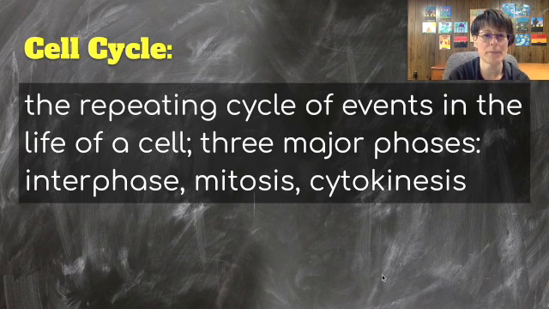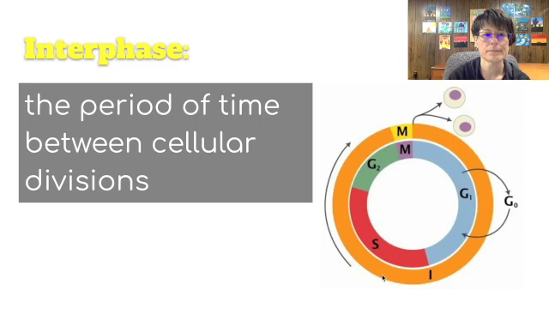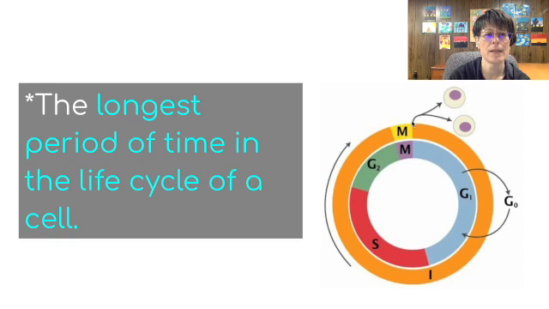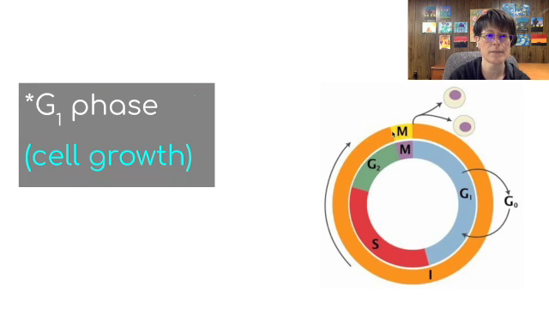The cell cycle is the repeating cycle of events in the life of a cell. There are three major phases: interphase, mitosis, and cytokinesis. The first part, interphase, is the period of time between cellular divisions. And so this is the cell cycle. So this is interphase, and there is mitosis with cytokinesis there at the end that's not even really labeled. It is the longest period of time in the life cycle of a cell. As we can see, that orange strip is the longest.